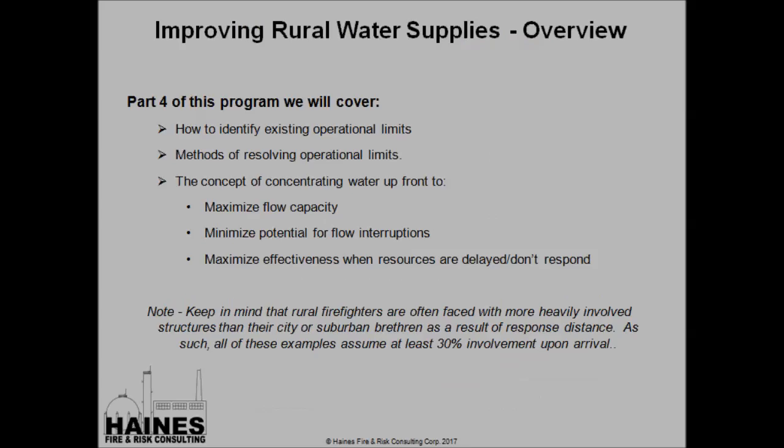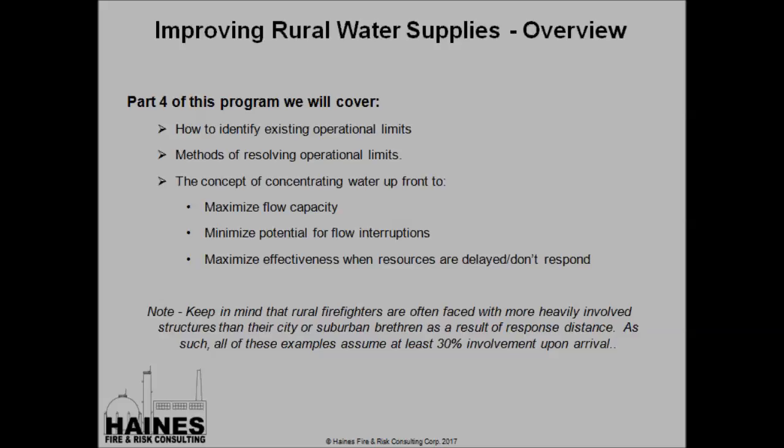In Part 4 of this program, Improving Rural Water Supplies, we'll cover how to identify your existing operational limits and some methods of resolving those operational limits. We're going to introduce the concept of concentrating water up front, because it helps you to maximize flow capacity, minimizes the potential for flow interruptions, and maximizes the effectiveness of what you can do early on in the fire ground when other resources are delayed or don't respond.